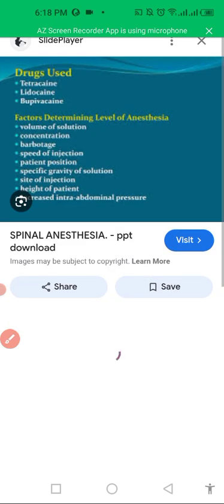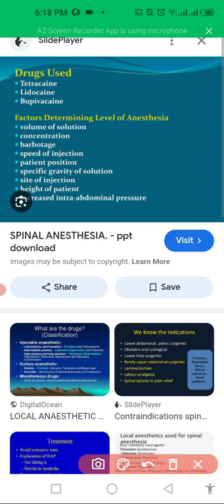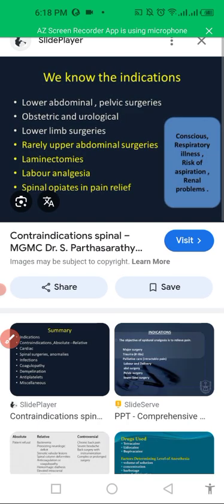So, as I already mentioned, the drugs used are bupivacaine, tetracaine, lidocaine. There are different factors that determine the level of anesthesia, like volume, concentration, barbotage, speed of injection, patient's position. Spinal anesthesia is usually performed in the sitting position. Other factors are specific gravity, site of injection, height of the patient, and abdominal pressures as well. So in this way we perform spinal anesthesia.